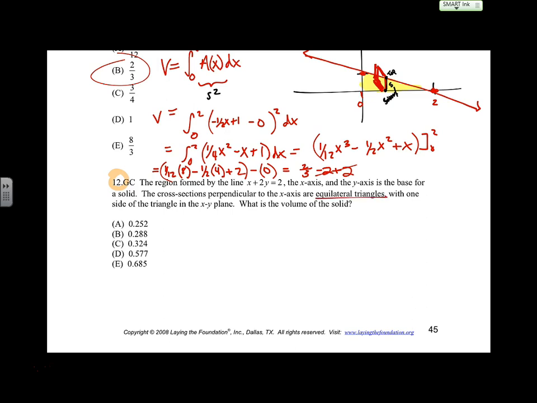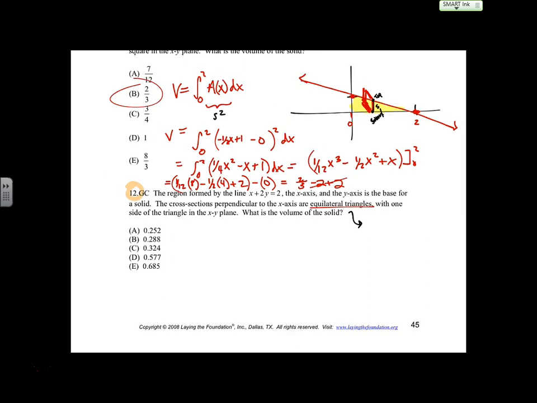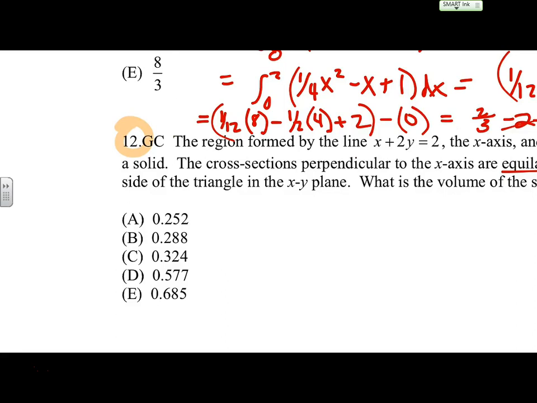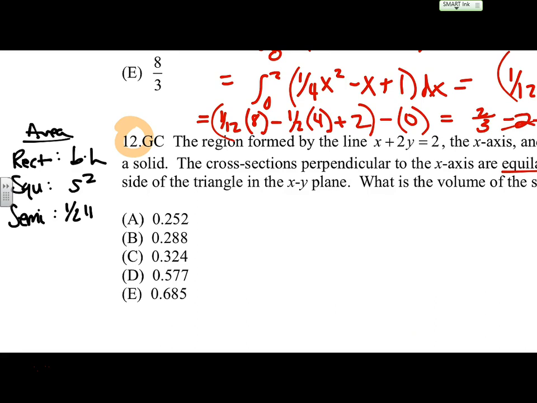Some of you guys on the cross-section one, you might want to put the cross-section formulas on your forever card. If you want, you can write down the area formulas. The area of a rectangle is base times height. The area of a square is side squared. The area of a semicircle is 1/2 pi r squared. For a quarter circle, it is 1/4 pi r squared. You should know the area of a circle is pi r squared.